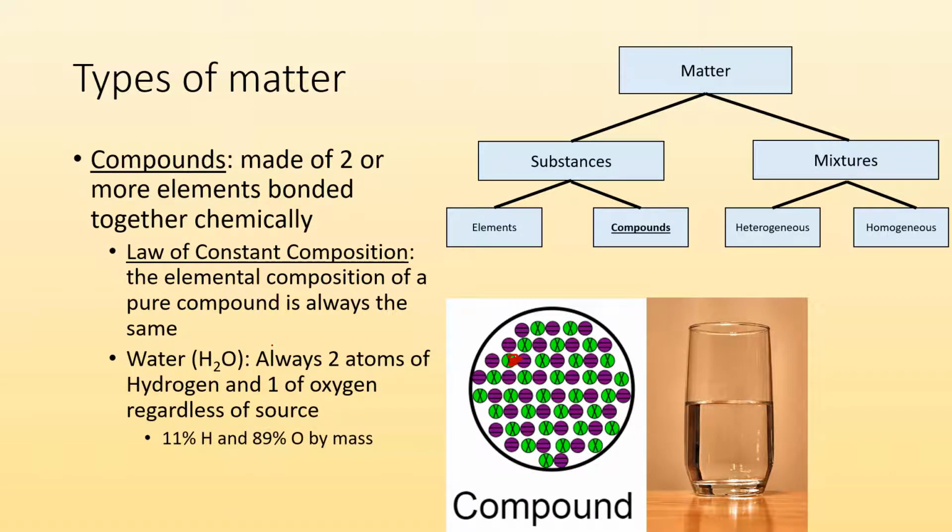It could also be described by mass. It could say, hey, out of this sample, 11% of it's hydrogen and 89% of it's oxygen by mass. Doesn't matter where you get that sample from.